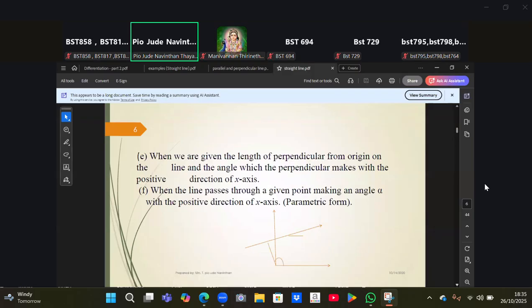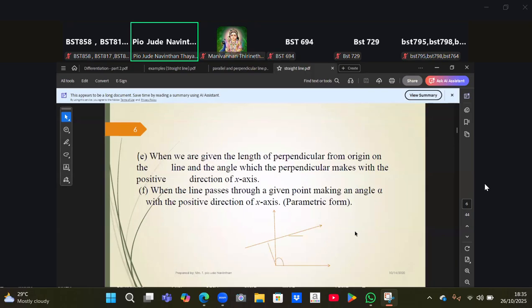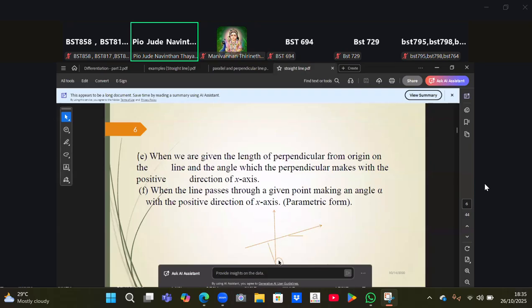when we are given the length of the perpendicular from the origin on the line and the angle, right? I told you, yes, this is also possible. If the line is there, right, I couldn't see this figure now. So actually, wait a minute.